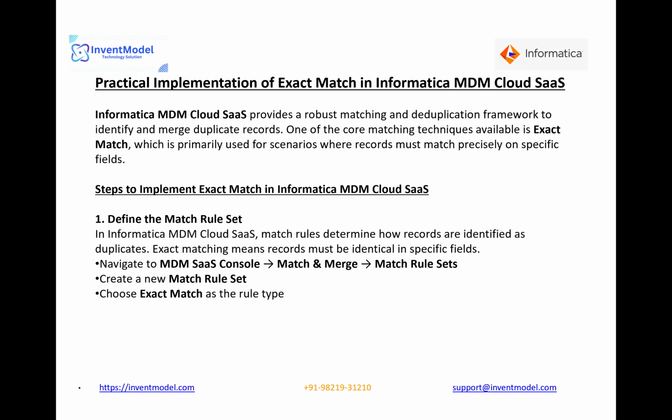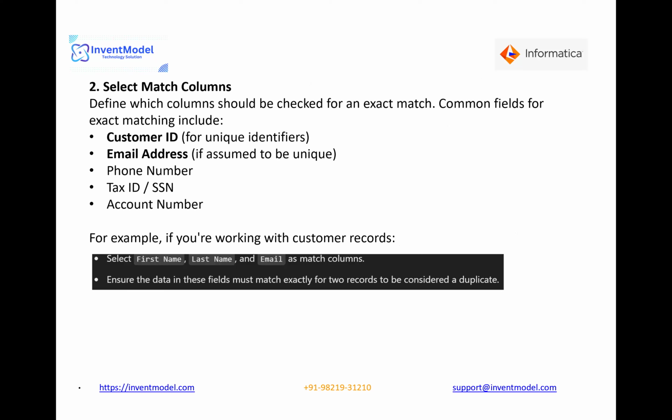These are the steps that we have to perform on the MDM console, and we have attached the screenshots, so later you'll be seeing the steps. For now, please keep in mind all these steps that we have to perform for the exact match. Moving ahead, the second step is to select match columns. What are the columns on which we have to define exact match? Define which columns should be checked for an exact match.